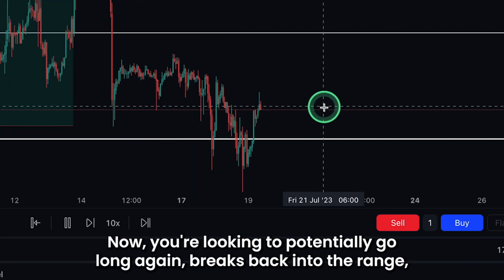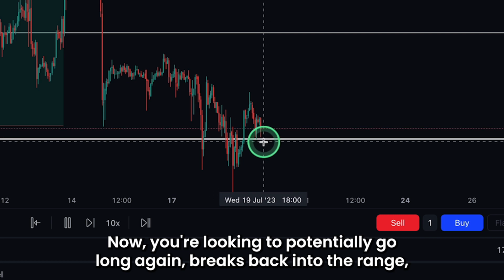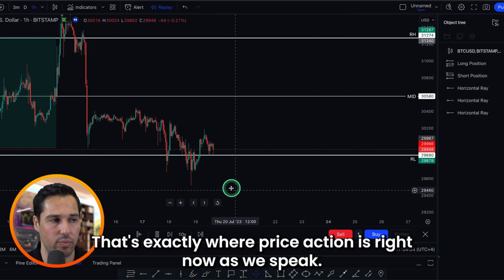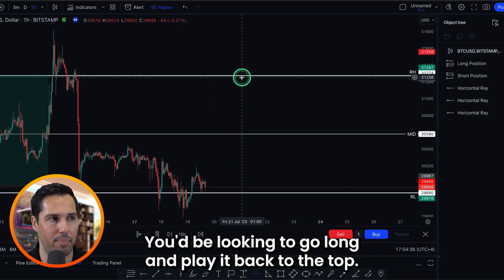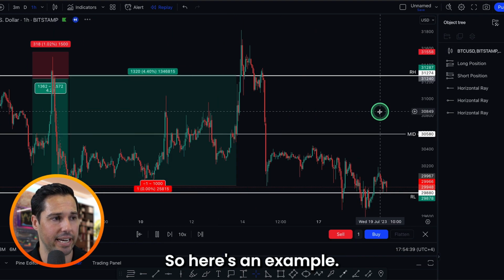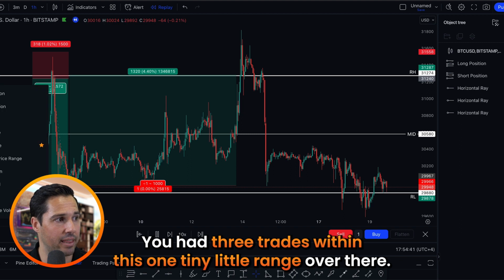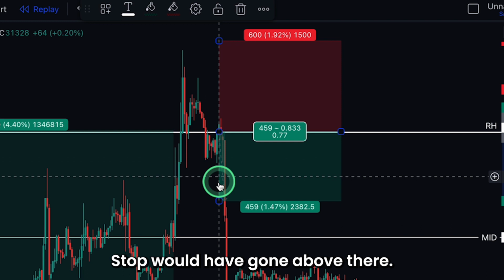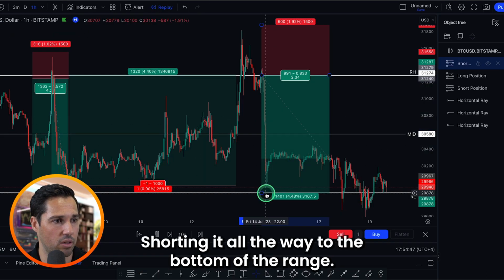Now you're looking to potentially go long again, breaks back into the range, holds over there. That's exactly where price action is right now. As we speak, you'd be looking to go long and play it back to the top side. So here's an example. You had 3 trades within this one tiny little range over there. That was your next entry. Stop would have gone above there, shorting it all the way to the bottom of the range.